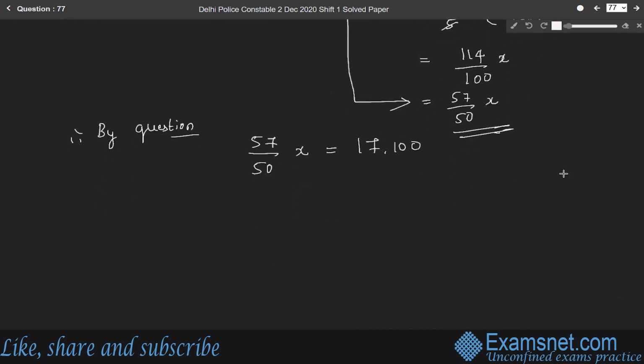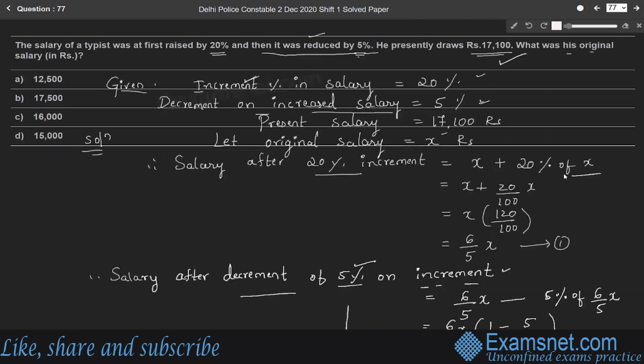17,100, right? So simplify it, x is equal to 17,100 into 50 divided by 57. So 57 into 3 is 171. Therefore, x is equal to 15,000 rupees. So x is the original salary. So what was his original salary? The original salary was 15,000.